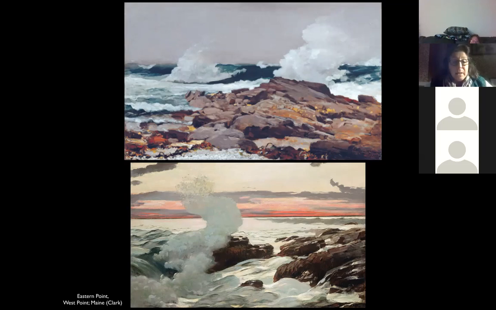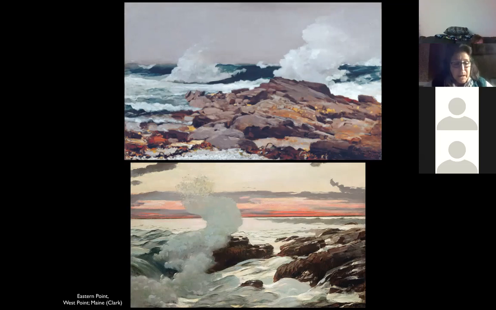So Eastern Point, the top one, was completed in just 1 month, and it recorded very turbulent weather conditions. The surf pounding along the rocks, the blues and the greens are very lifelike. There's a gray, stormy sky. The rocks jut out into the sea, so the rocks are very stable. You have these lovely oranges and browns and yellows that really are totally descriptive of the sea. When the painting was exhibited in New York, a New York critic hailed it, saying this was quite the next thing to a brisk tramp along the shore on a stormy day.